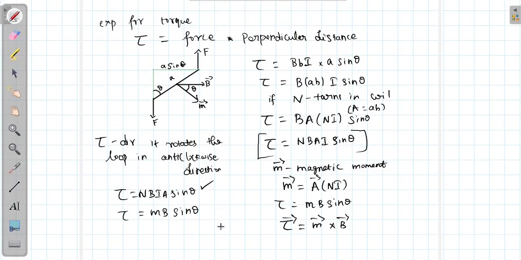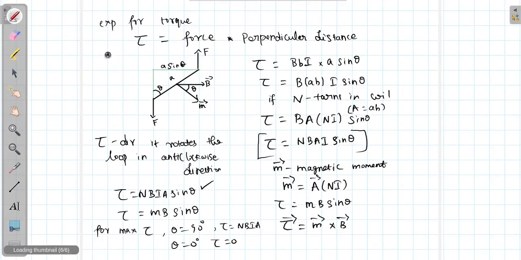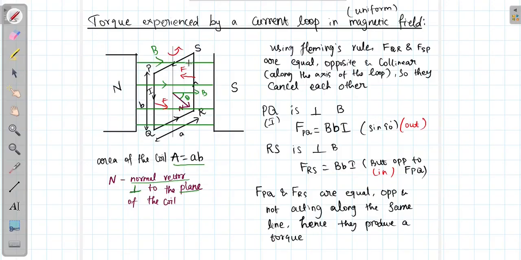For maximum torque, we already know theta equals 90 degrees. Therefore tau equals NBIA. When theta equals 0 degrees, torque is also equal to 0. So we only have two cases. Whether it is rectangular in shape or circular, it is applicable for both.